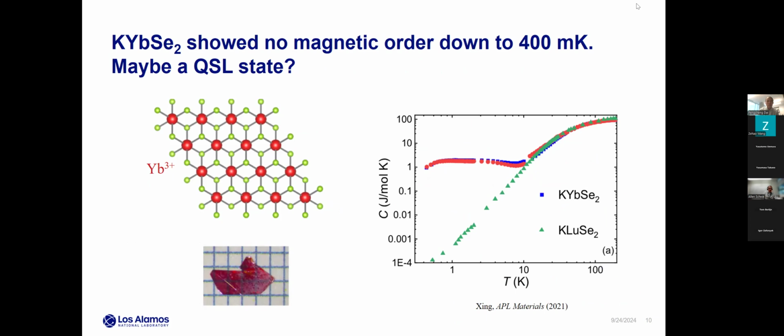Jia Singh was also a postdoc at Oak Ridge, and he grew this new material, potassium ytterbium selenium-2. And it showed no magnetic order down to 400 millikelvin. And we thought, well, maybe this is a quantum spin liquid. So we took a closer look.